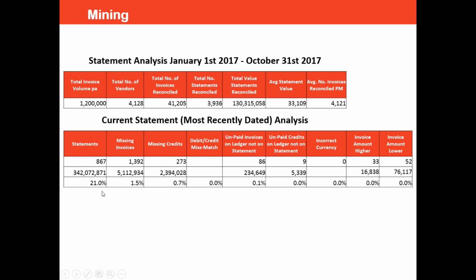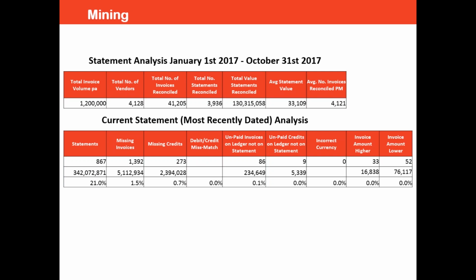But then the interesting bit is if you look below, I've got 867 statements in the system, most recently dated, which is 342 million pounds worth. And then if you look at the stats, they're really low. On the missing invoices, it's 1.5% of the outstanding statement value that is missing, which is a big difference to the 30% that I had on the other ones.